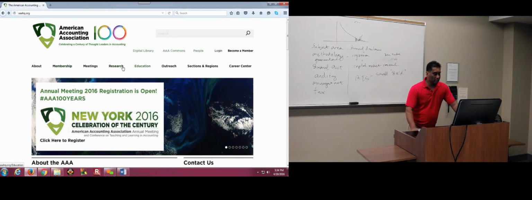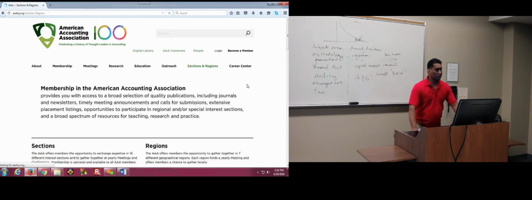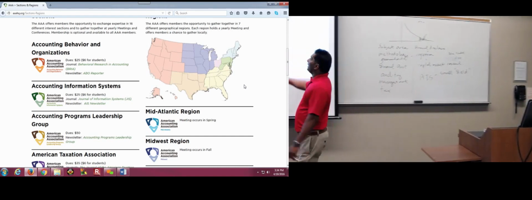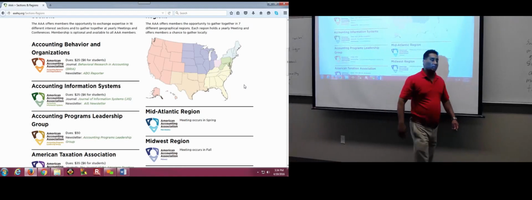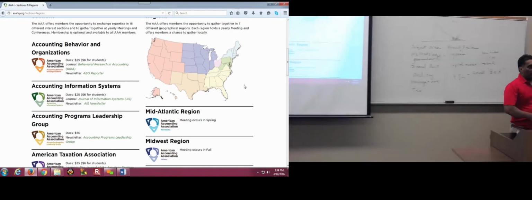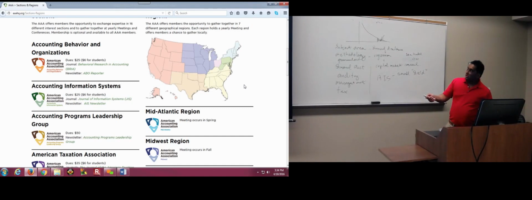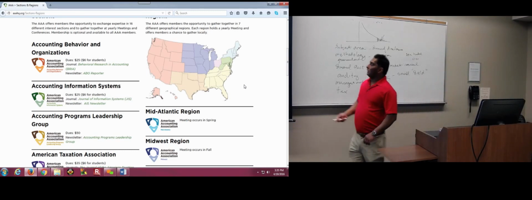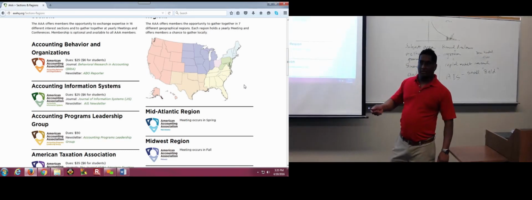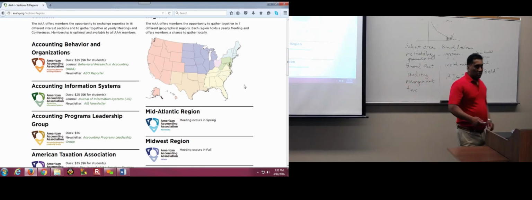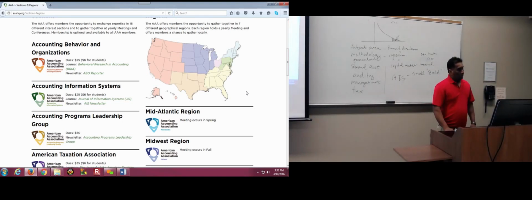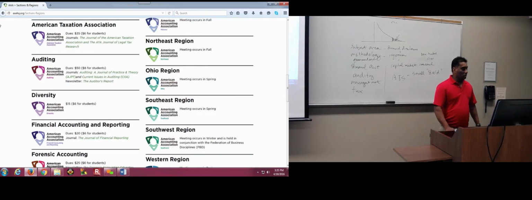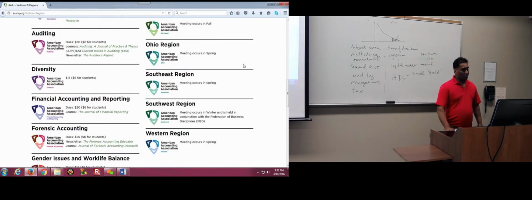But what I want to show you is this, here, sections and regions. Talking about the regions, it's the sections that are interesting, because the sections tell you what the subject areas are in which people are doing research. So here's accounting behavioral research. It tends to apply political science as the underlying theory to accounting. Here's your accounting information systems, which is more of a practice area, don't worry about that. Tax association, obviously, that's tax research, auditing, audit research, diversity, again, that's more of a subject area.